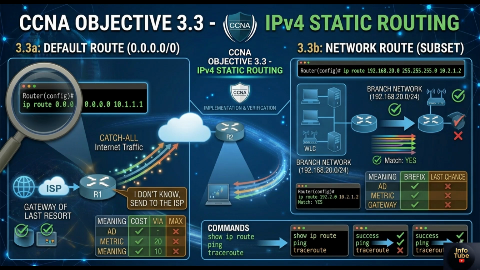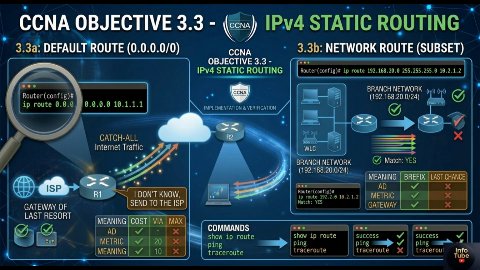In this section, we move from just reading the map to actually drawing it. Objective 3.3 focuses on static routing. While dynamic protocols like OSPF are great, static routes are the manual directions you give a router. They are reliable, use zero CPU overhead, and are essential for every network engineer to master. We are going to look at the 4 specific types of static routes you'll see on the CCNA exam.